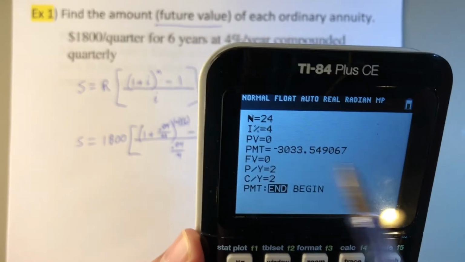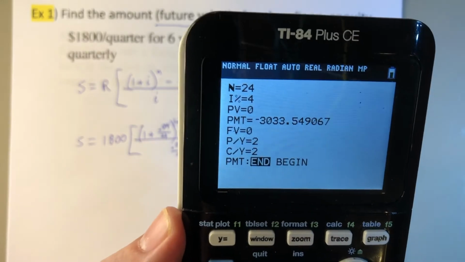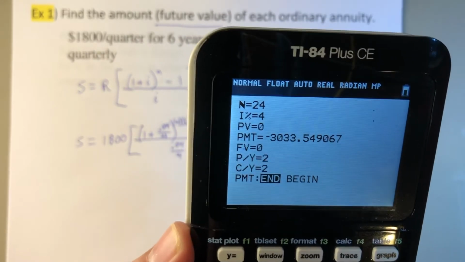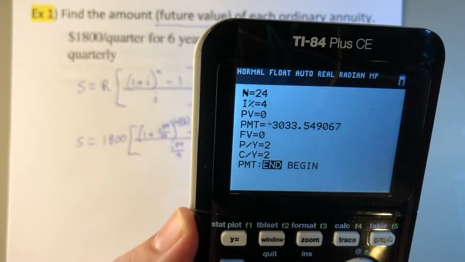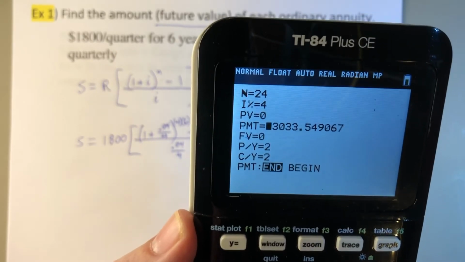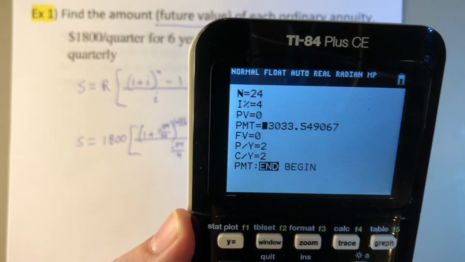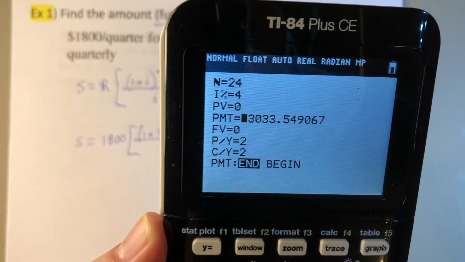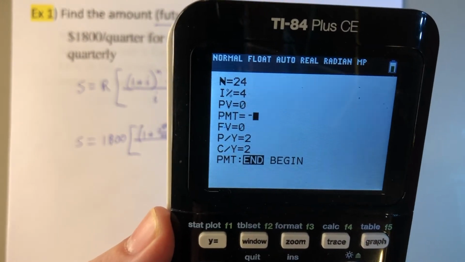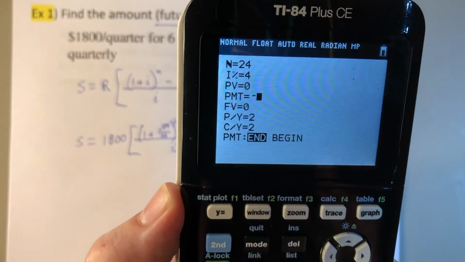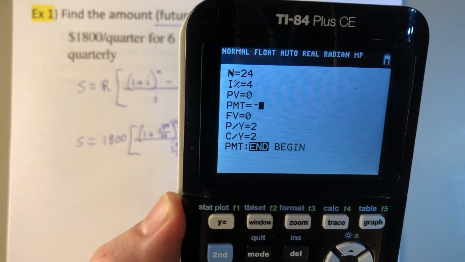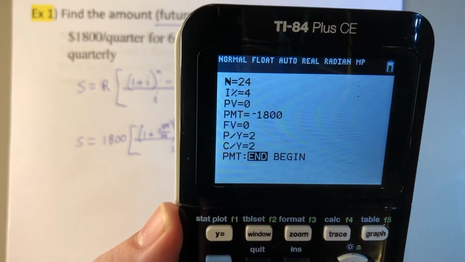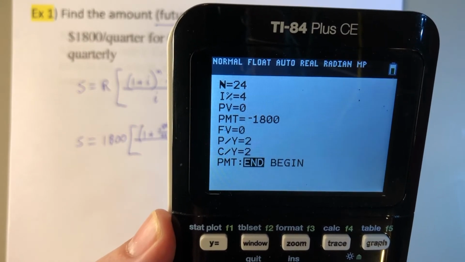The next thing is payment, PMT for payment. Payment is the amount of money you're depositing per whatever period in this annuity. In our case, it's $1,800. Now, think of a payment as money leaving your pocket, leaving your wallet. So you want this to be negative to indicate that it's going away from you and being deposited somewhere else. So use negative 1,800. That's going to be our payment. Future value is what we're going to be solving for, and I'll teach you how to do that in just a second.